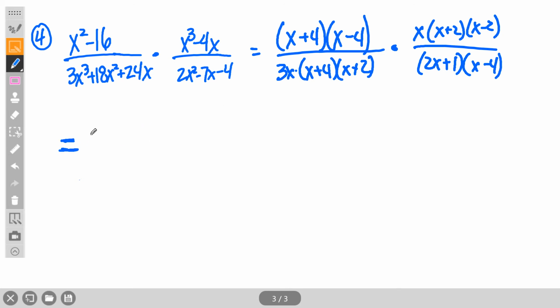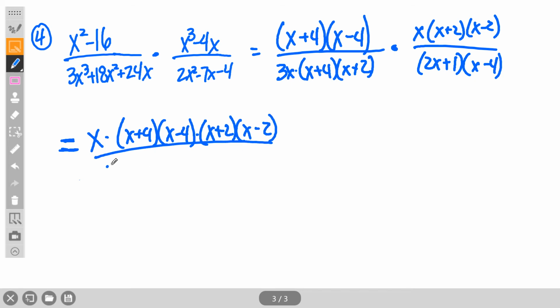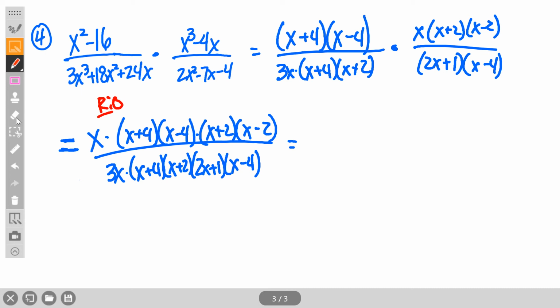All right, so I'm going to combine it all. So I got x times x plus 4, x minus 4, x plus 2, x minus 2 over 3x, x plus 4, x plus 2, 2x plus 1, and x minus 4. Check your restrictions here. Okay, so 0, negative 4, negative 2, negative 1/2, and 4.